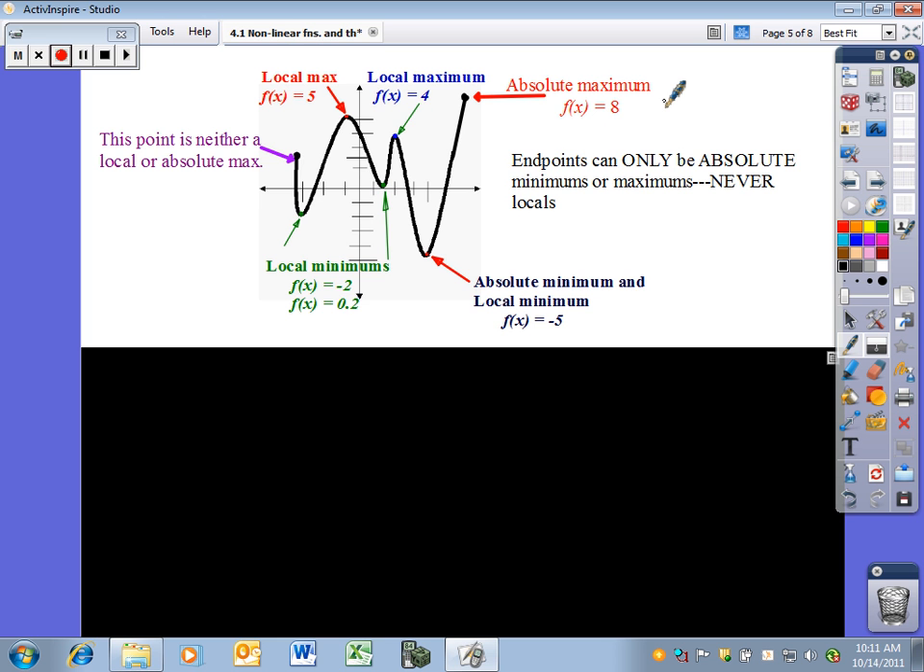Then I have 3 minimums. I have 2 local minimums at y value of 2 and at y value of 0.2. I have an absolute and a local minimum at -5 because it reaches the absolute lowest point on the graph and it is one of the low points. Only endpoints can never be local.